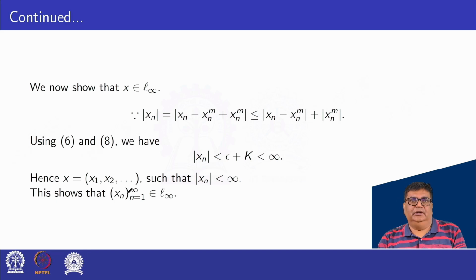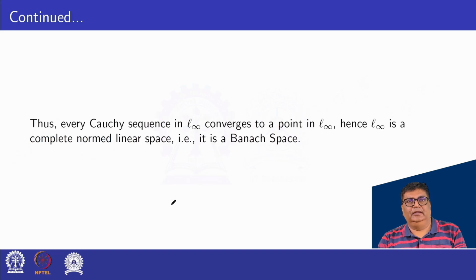This shows that x_n, n equal to 1 to infinity, that is x, belongs to L infinity. Thus, every Cauchy sequence in L infinity converges to a point in L infinity. Hence, L infinity is a complete normed linear space, that is, it is a Banach space.